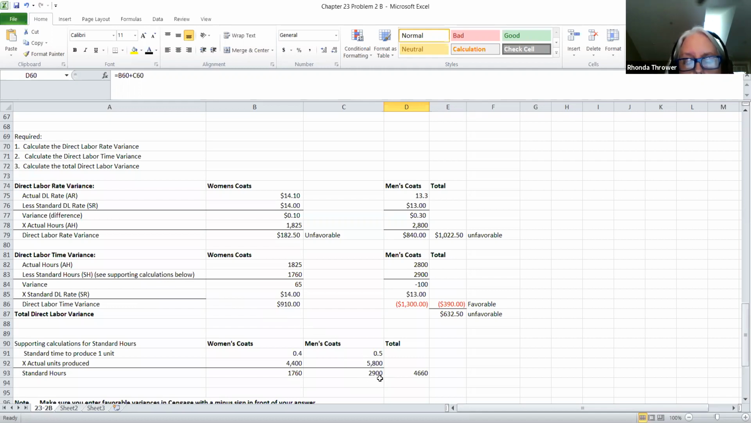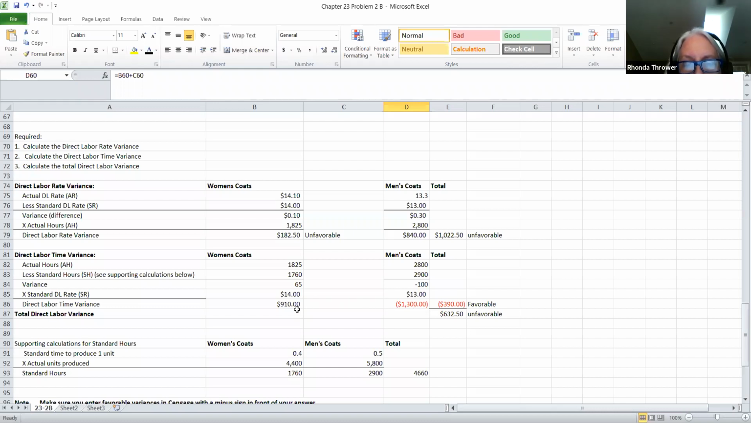The standard hours are 2,900 hours that we're going to substitute in here, and then we're going to compare it to the actual hours for men's coats. Our actual was less than our standard, so we had a favorable men's coats variance for our time variance. And then we will multiply that by the standard direct labor rate, which is given, and that will give you this $1,300 total direct labor variance for the men's coats.